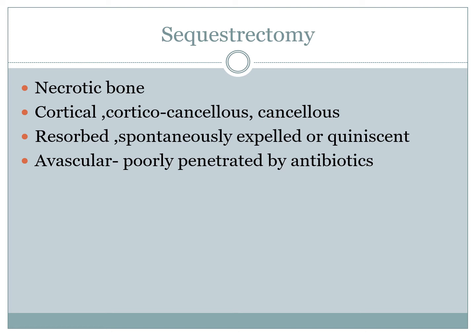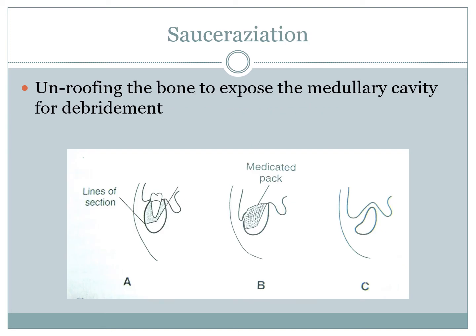Cortical or cancellous bone that is avascular and poorly penetrated by antibiotics. So to remove the dead bone, we will give strong antibiotics so we can achieve normal bone. Saucerization is the unroofing of the bone to expose the medullary cavity for debridement. From this shallow depression, we cut it off to facilitate drainage from the infected areas.